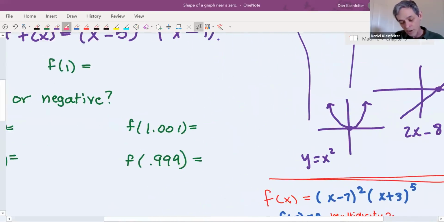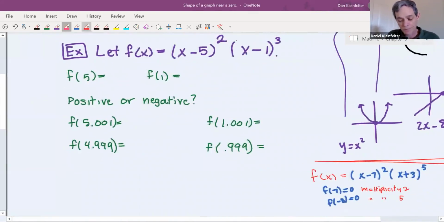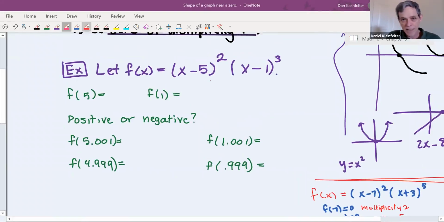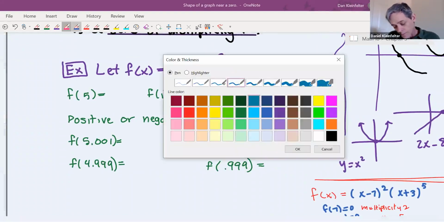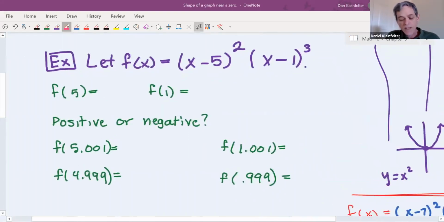Okay, so to see that, let's take a look at this specific function. Let f of x be x minus 5 squared, multiplied by x minus 1 cubed. Let's evaluate f, first of all, at a couple of spots. f of 5, if you plug 5 in here, 5 minus 5 will be 0, 0 squared is 0. We have 0 times something. So f of 5 is 0, and f of 1 is also 0. Those are going to be the two zeros of our f.